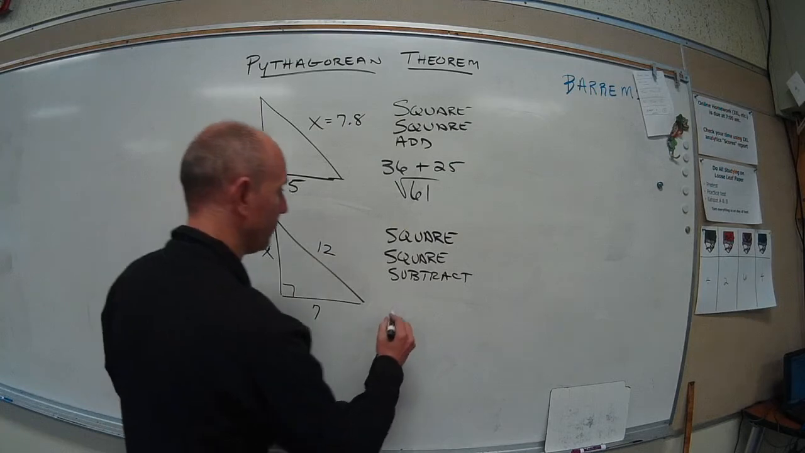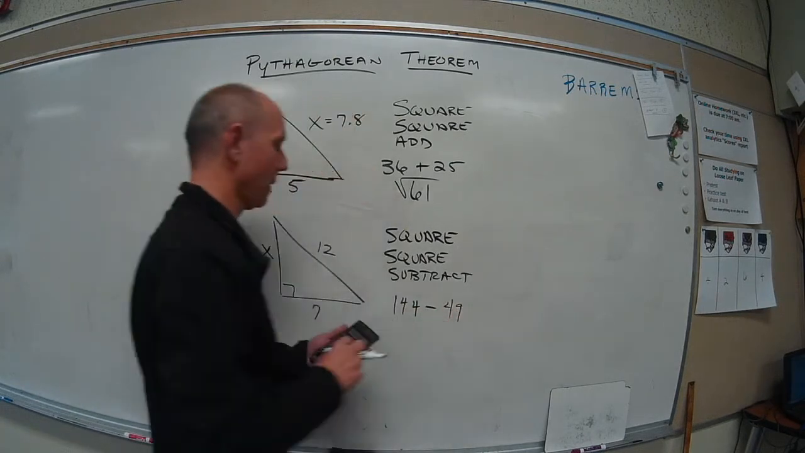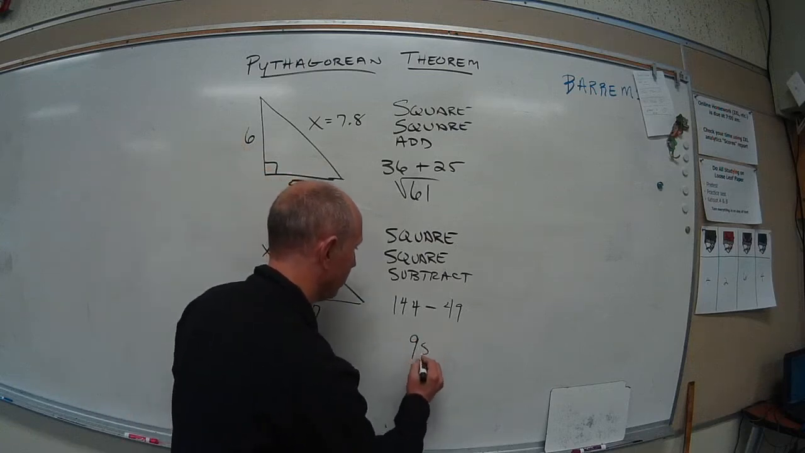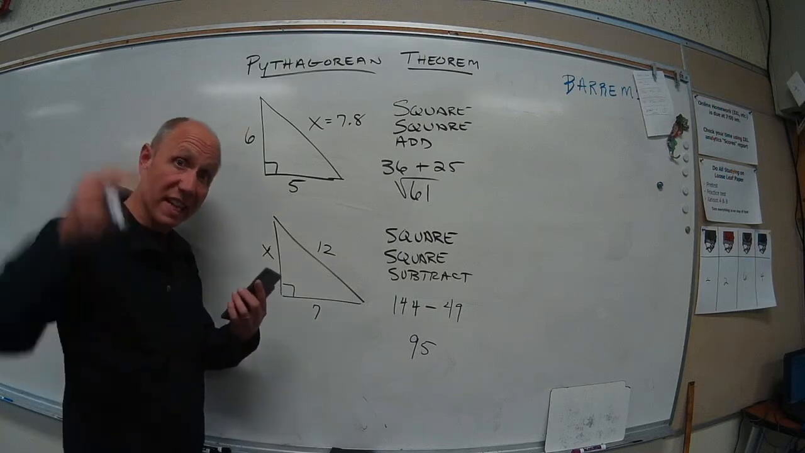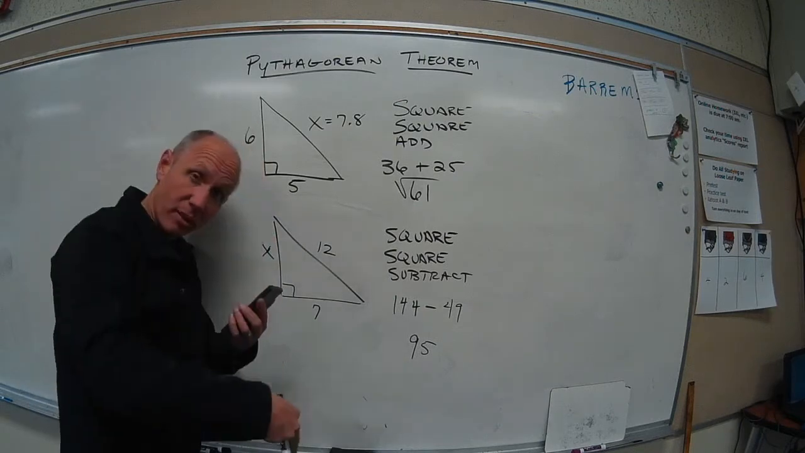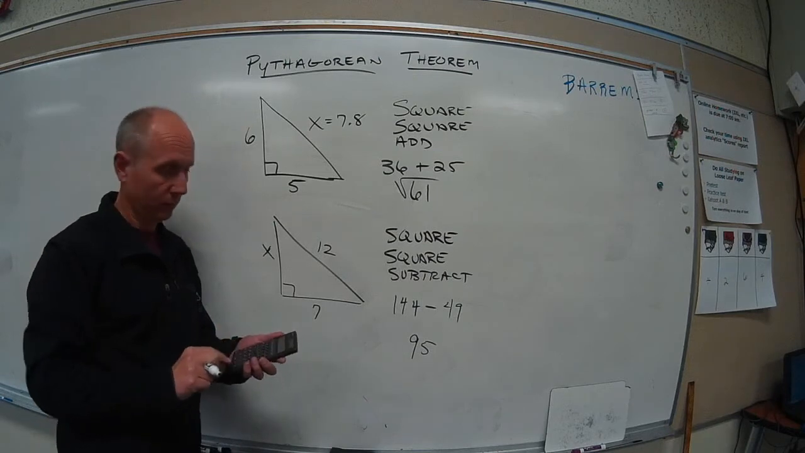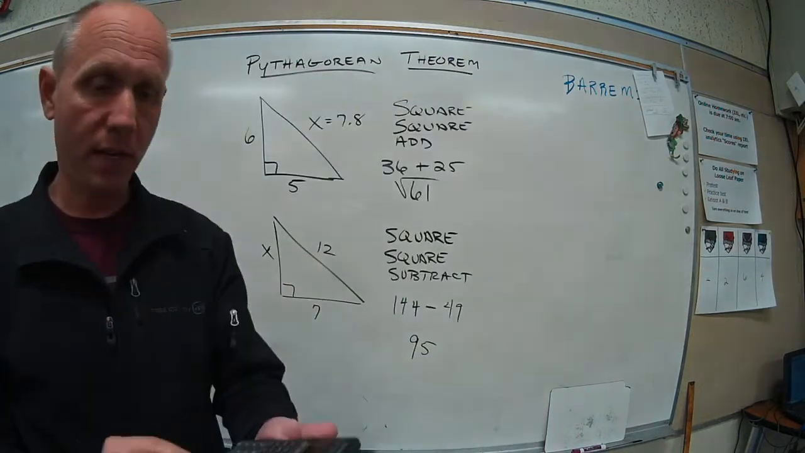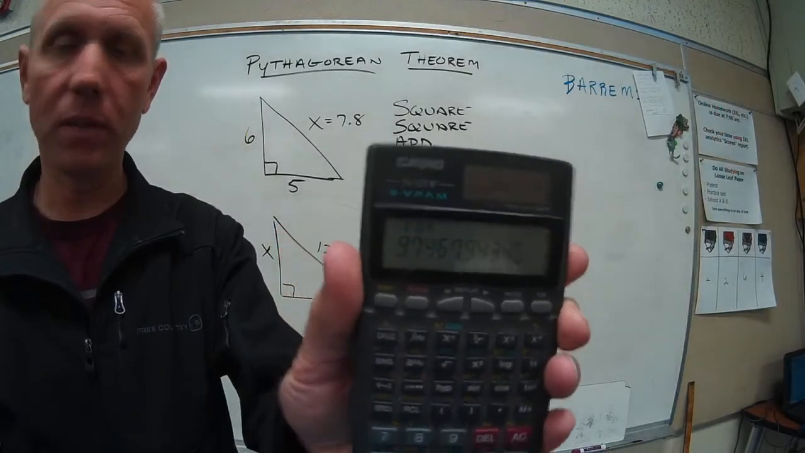So I go 12 squared, which is 144, minus 7 squared, which is 49. That's going to take me to 90 something, right? 144 minus 49, 95. So is this leg right there 95? No, that's way too big, isn't it? I need to take it down and make it smaller, take it into the ground, take the square root of it. Square root of 95. On my calculator, you can see it right there. Square root of 95 is 9.7 with the rounding.